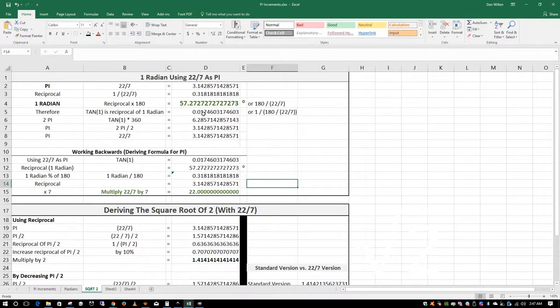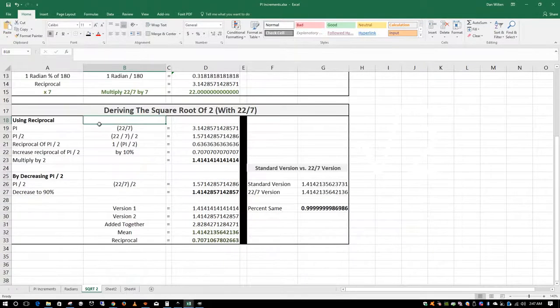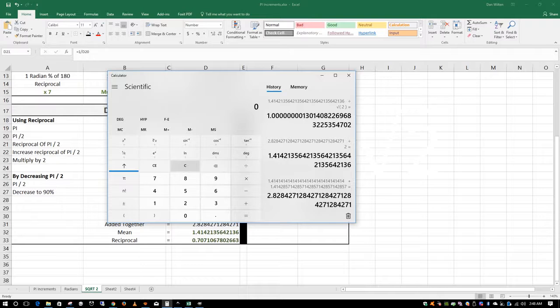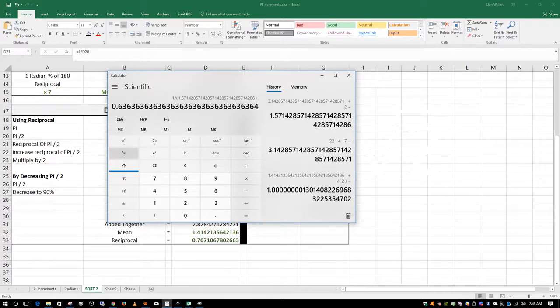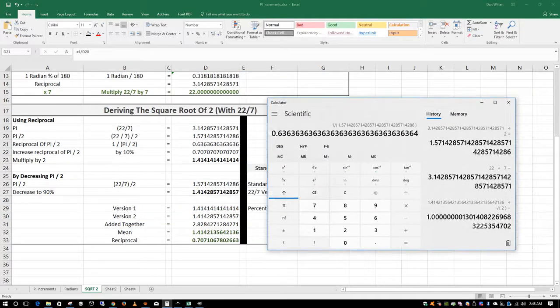So you've seen how I've gotten 1 radian, worked my way backwards and all that stuff. Let's take a look at deriving the square root of 2. So if we take pi, which is 22 over 7, and then we divide it by 2, we get this value here, which is pi over 2. If we take the reciprocal of pi over 2, then we get 0.636363. So let's just do that real quick. Let's take 22 divided by 7. We'll divide that by 2 and take the reciprocal, and you notice we get 0.636363, right?